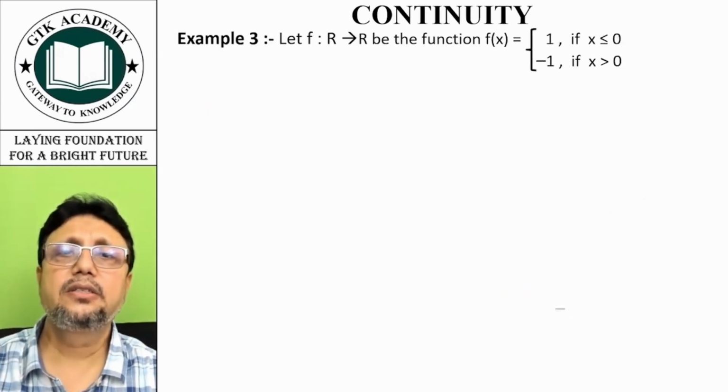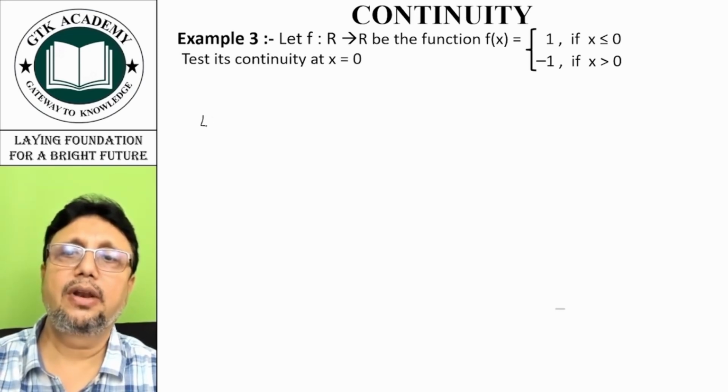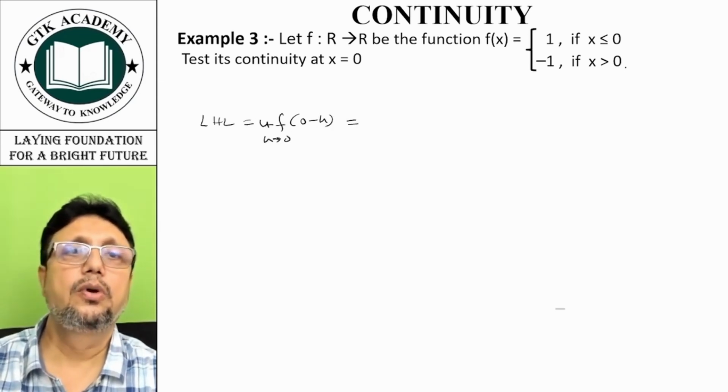The third case is we have function f(x) is equal to 1 if x is less than or equal to 0, is equal to minus 1 when x is greater than 0. So we have to check its continuity at x is equal to 0. So our left hand limit is equal to f(0 minus h), limit h tending to 0, which is equal to 0 minus h means less than 0, comes in this region, 1. So it's a constant value.